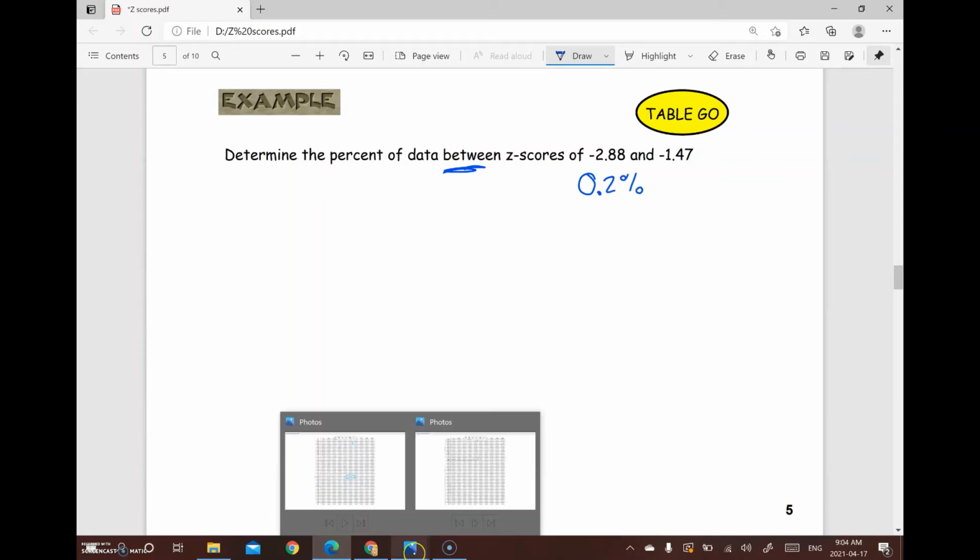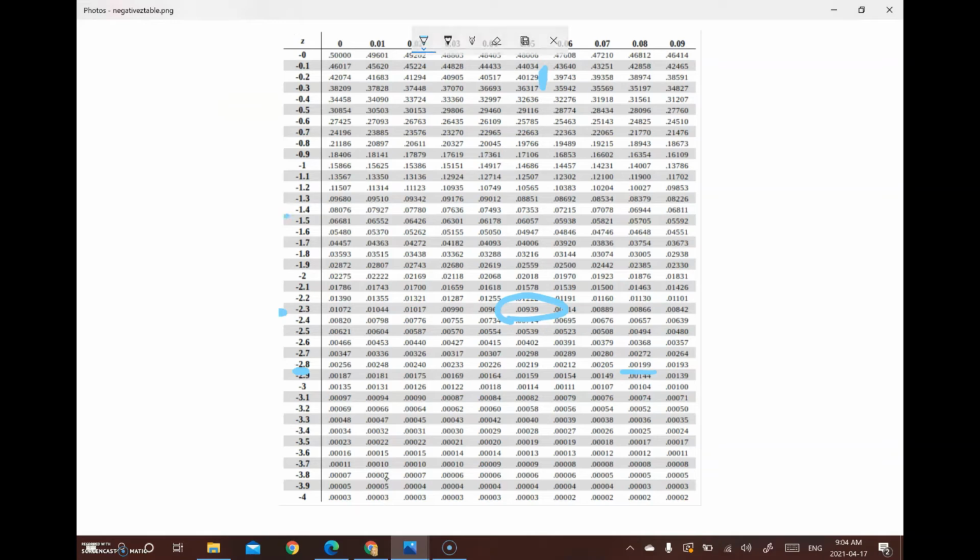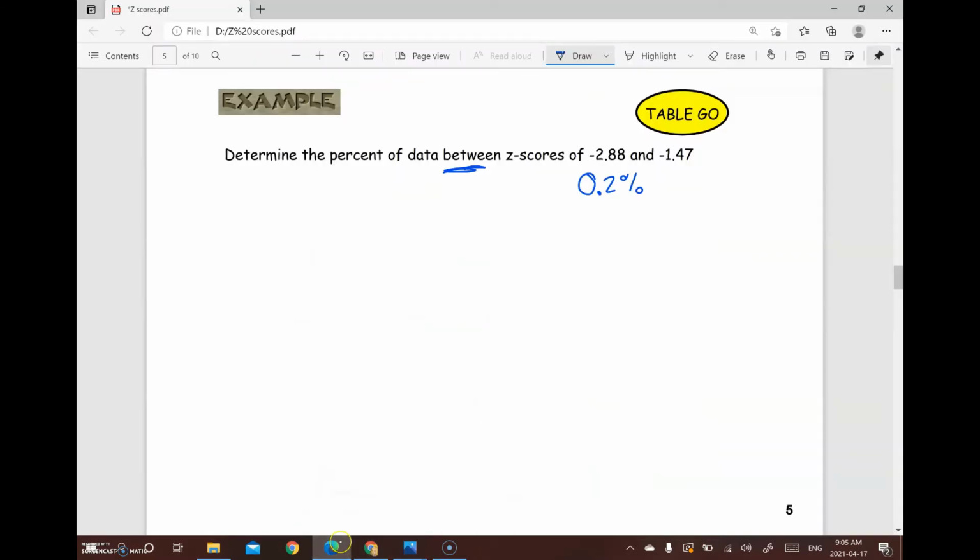And at negative 1.47, times that by 100 and I get 7.08 when I round, so I'm going to round that to 7.1. To find the percent of data between these two z-scores, you take your bigger number and subtract your smaller, and you get 6.9% of the population between the following z-scores.